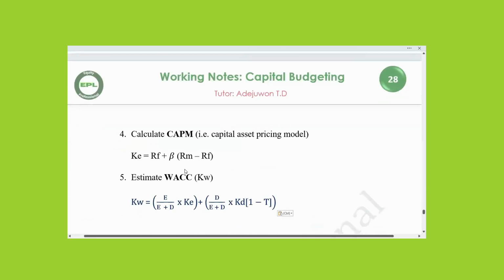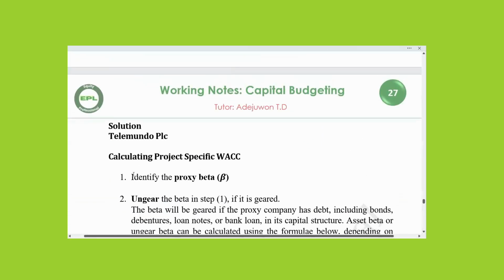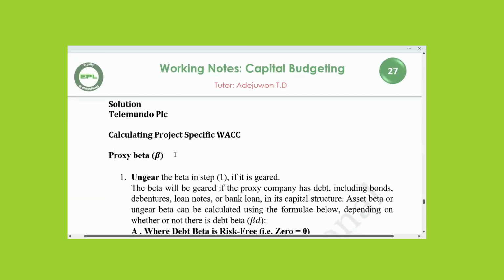Sorry for the break in transmission. So, like I said, to calculate project-specific beta, there are 5 steps you are supposed to carry out. The first step is to identify the proxy beta. There is no need for you to say identify the proxy beta, just say proxy beta. All right. So I will then go to the question: what is the proxy beta given to us?